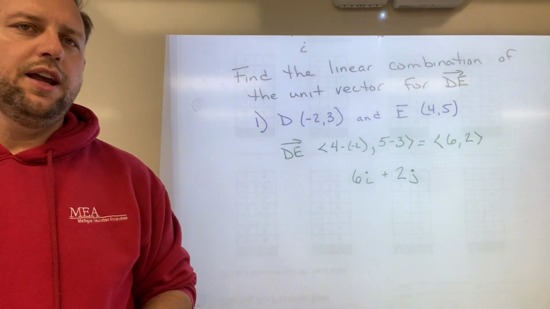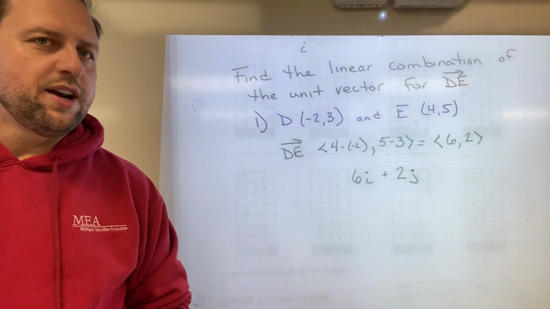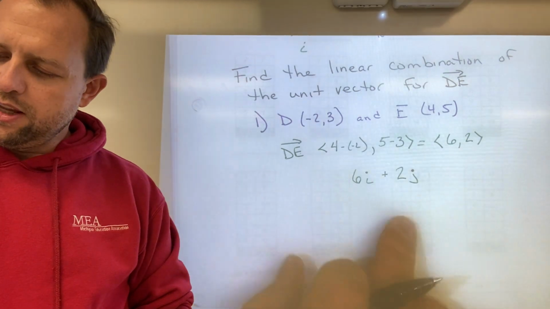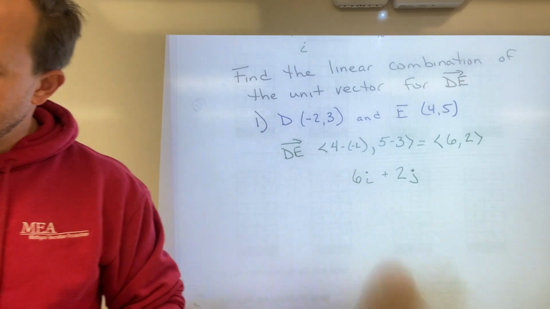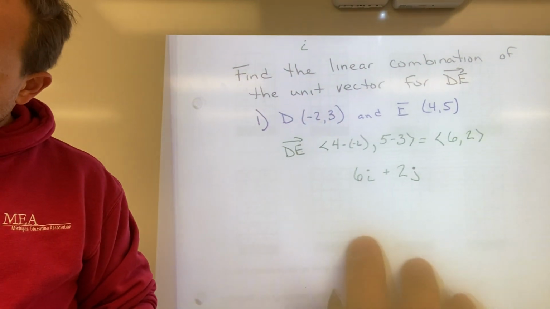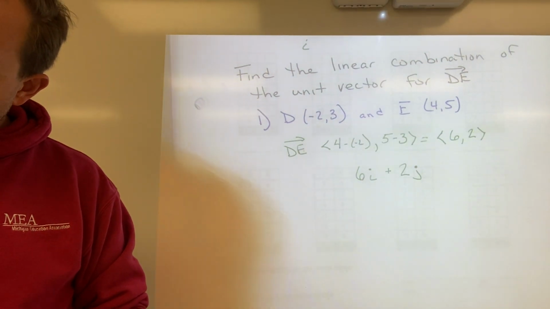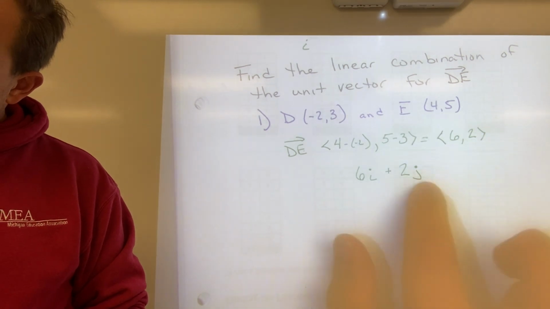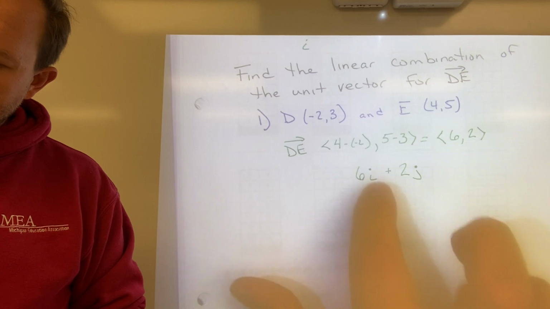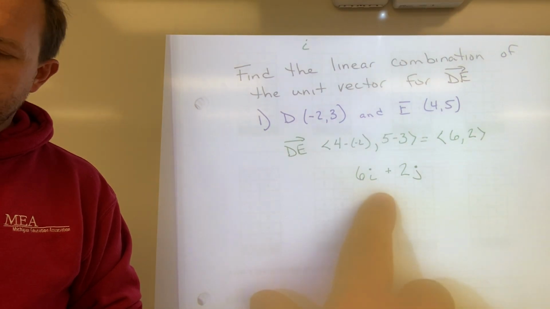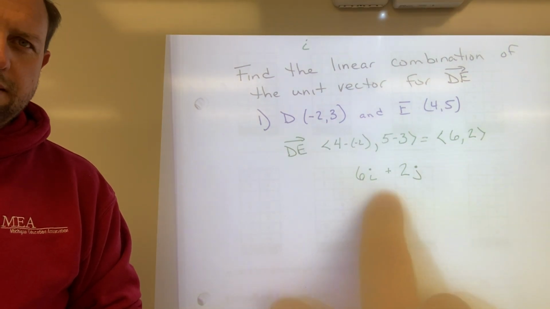Now luckily, in this form of PreCalc, we're not going to be dealing with imaginary numbers. Otherwise, that I becomes a little disconcerting because we think it's an imaginary portion, but it's not. Okay, so 6,2 as a component form is the same as the linear combination of 6I plus 2J.